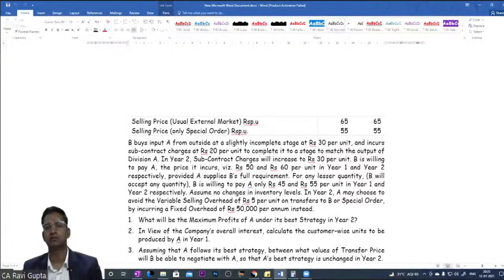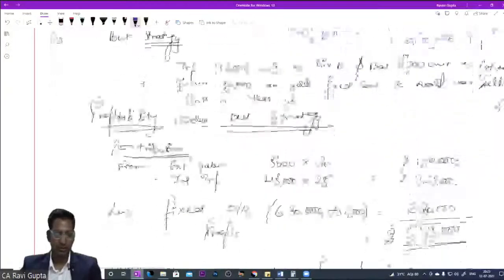A has to transfer 45,000 units to division B, so that strategy will not change. According to that strategy in year second, you have to calculate the minimum and maximum transfer price. Following the best strategy, that is for the first part, you have to calculate the minimum and maximum transfer price. Okay, so let me calculate here.